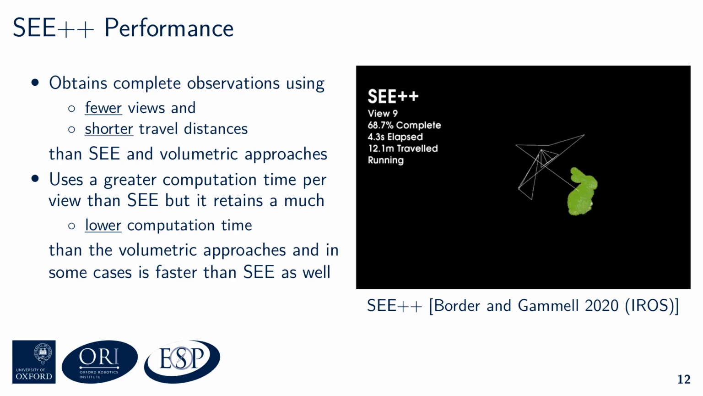While this improved efficiency incurs an increase in computation time per view, C++ is still able to observe scenes using significantly less computation time than the volumetric approaches. In some cases, the improved observation efficiency of C++ is also sufficient to observe scenes with less computation time than C.